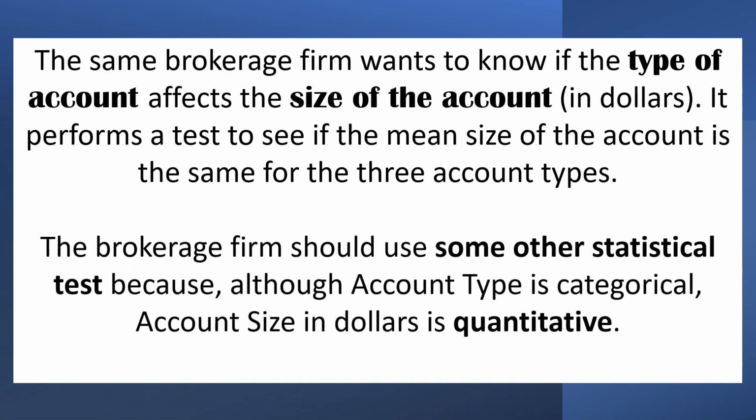So who said that it's not any of the tests? That's the case here. We do have a categorical variable. It would be the type of account, but the size of the account in dollars is quantitative. And so we cannot use a chi-square test in this scenario.